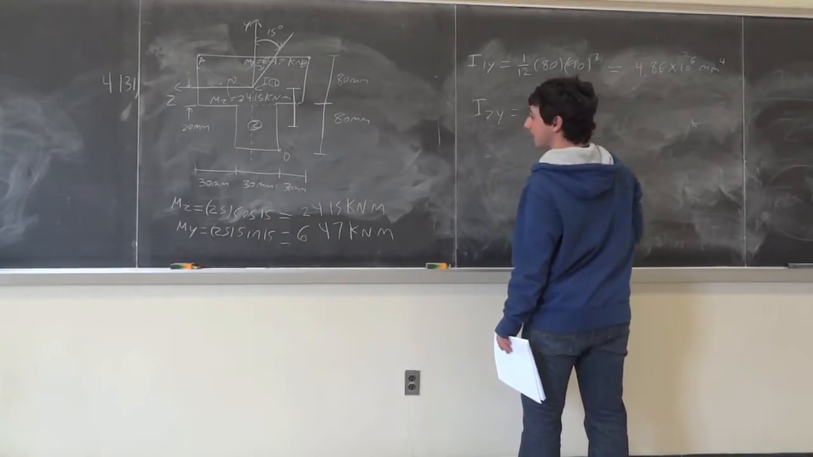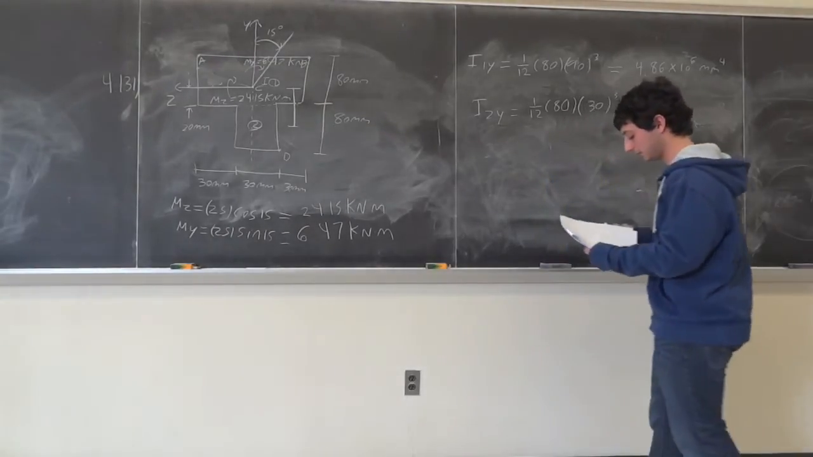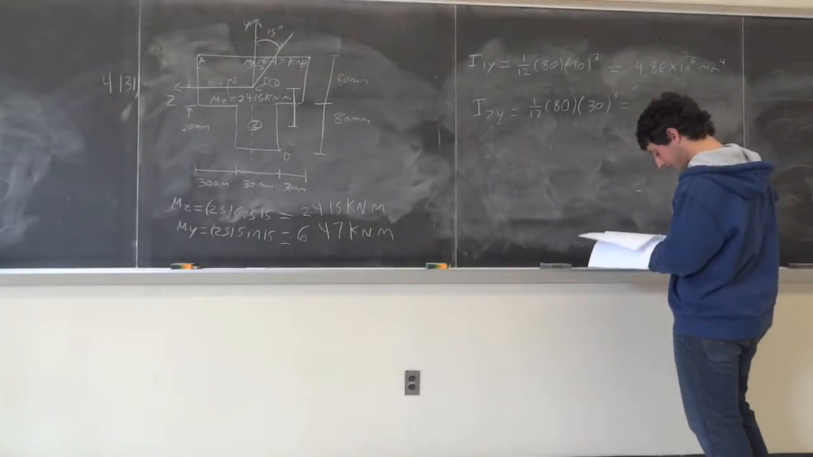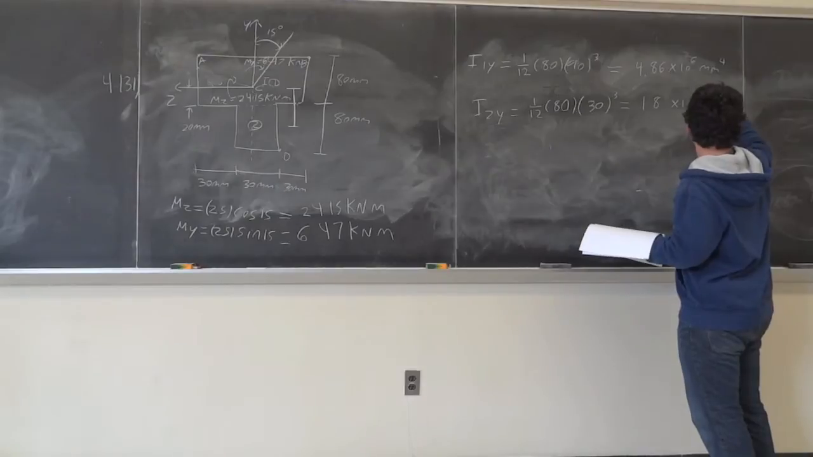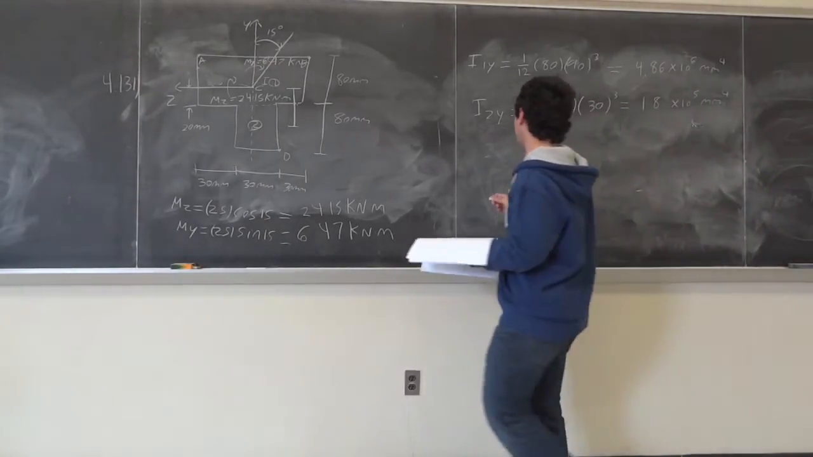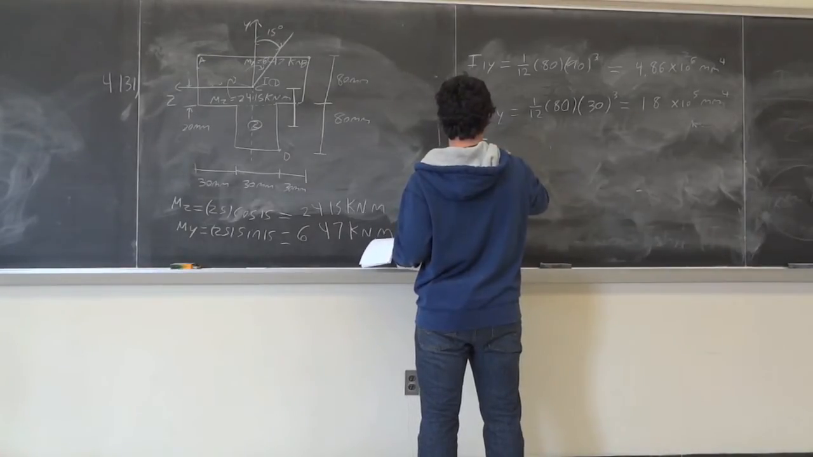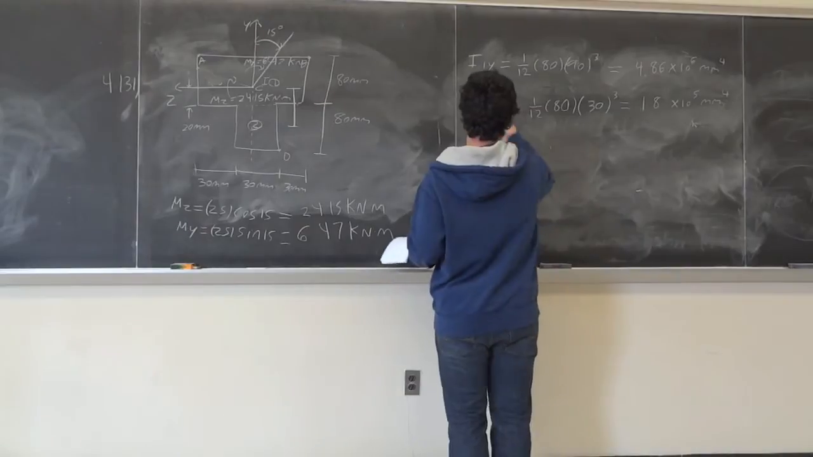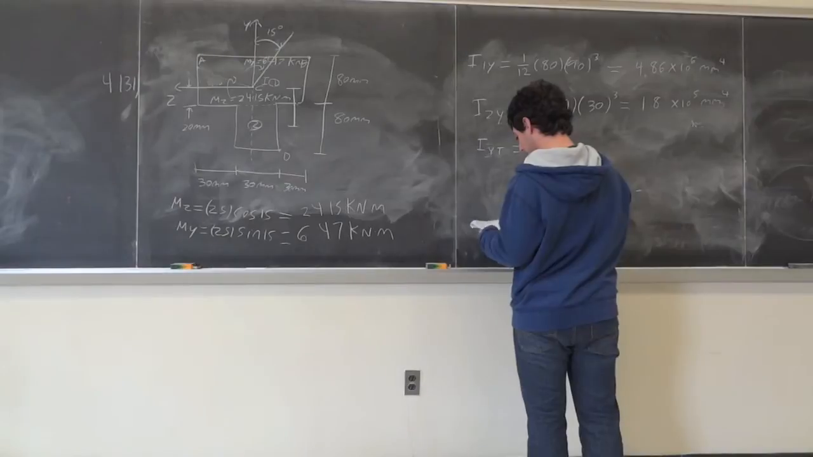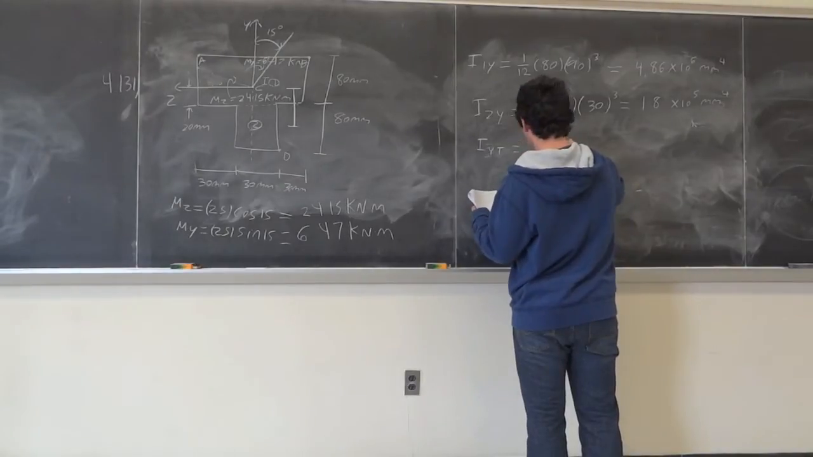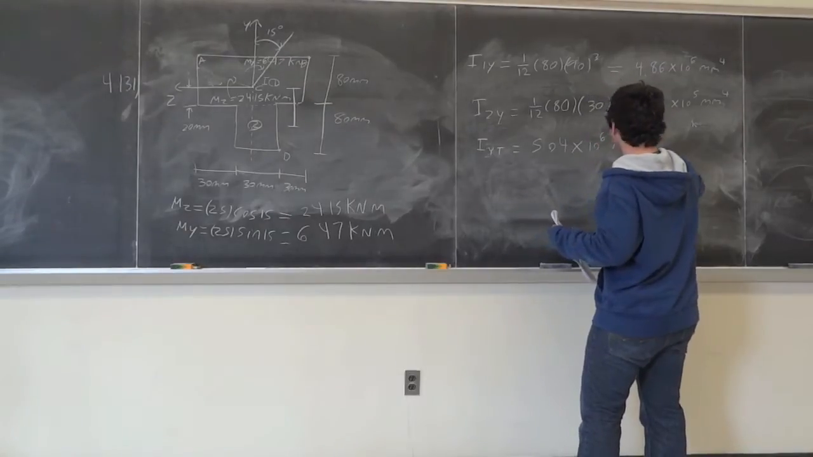Whoops. And h in this case is 30, cubed. So the value you get for that is 1.8 times 10 to the 5th millimeters to the 4th. All right, so you need the total moment of inertia around the y-axis. So I-y total is equal to, just add these two, sum them. So you get 5.04 times 10 to the 6 millimeters to the 4th.